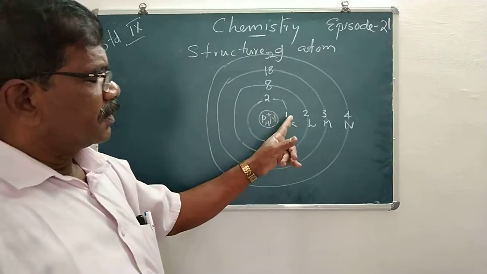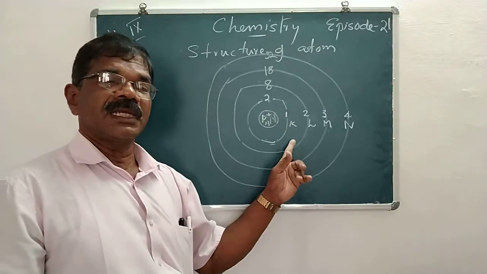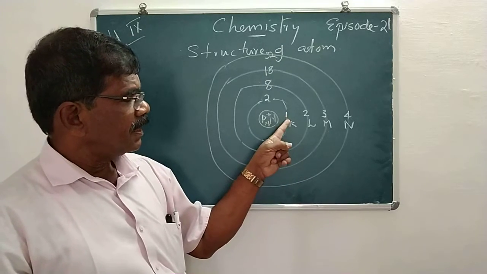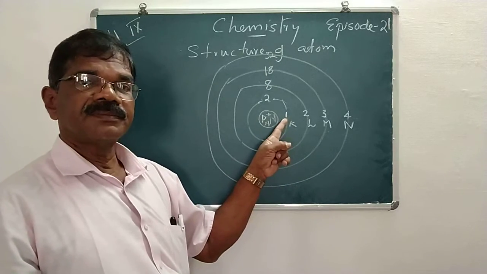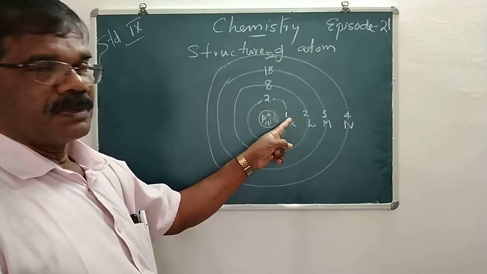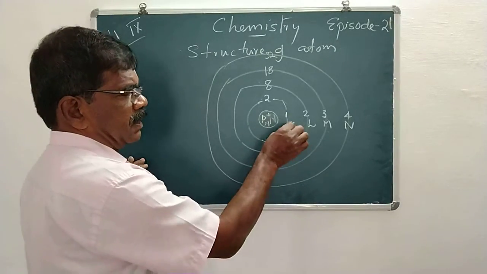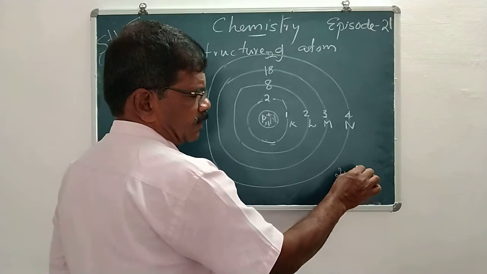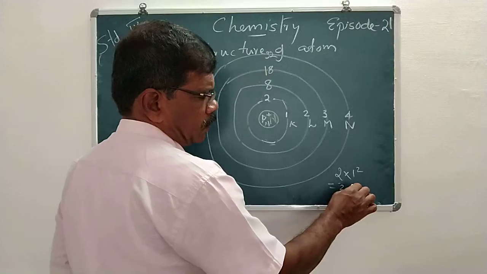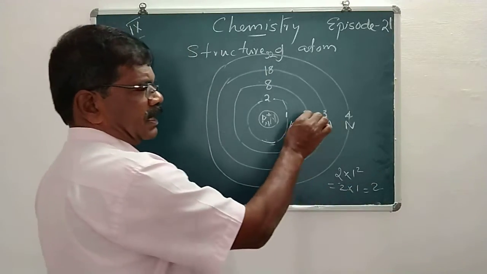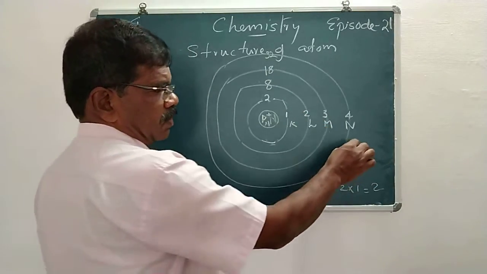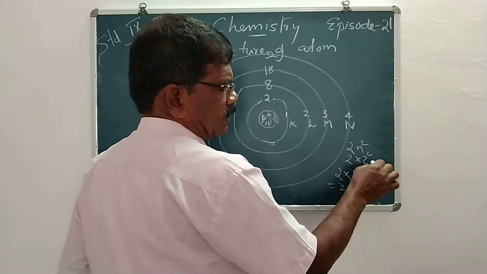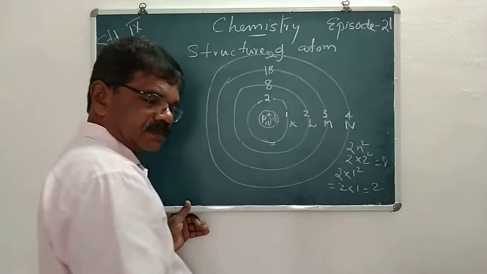We can calculate the number of electrons in each shell by using the formula 2n squared. For example, in the K shell, the shell number is 1. So using 2n squared, that is 2 into 1 squared, which is equal to 2 into 1, that is equal to 2. For the second shell, shell number 2, 2n squared is 2 into 2 squared, that is 2 into 4, which is 8.